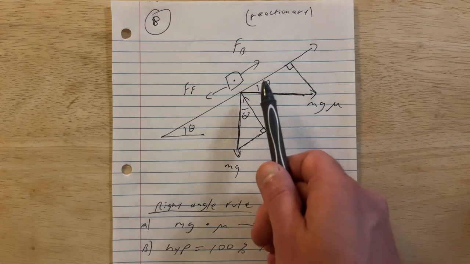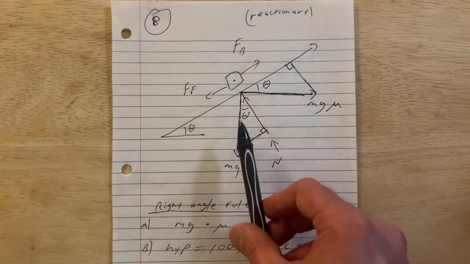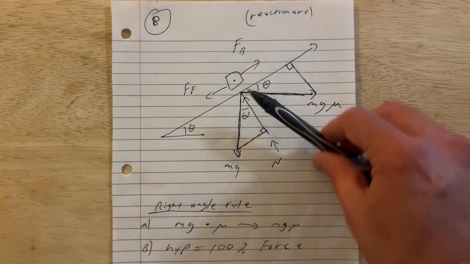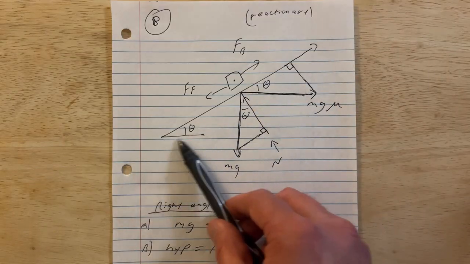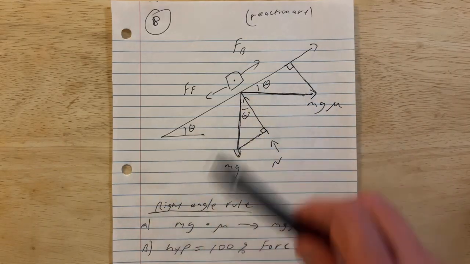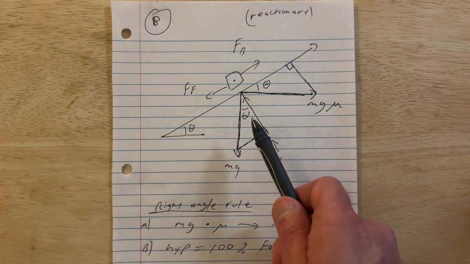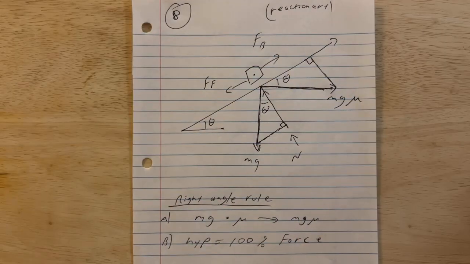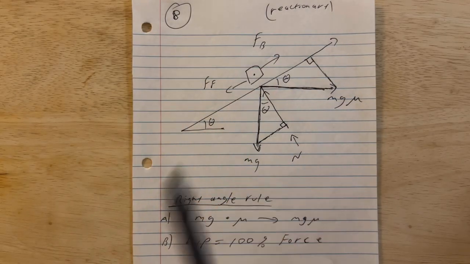So we could prove that this is theta in two different ways. One is by coming off of the same right angle. The other is that it's a parallel line from the main ramp. So that's how we know that this is theta and that's theta. Now I'm going to look at the backward force, which is F sub B.